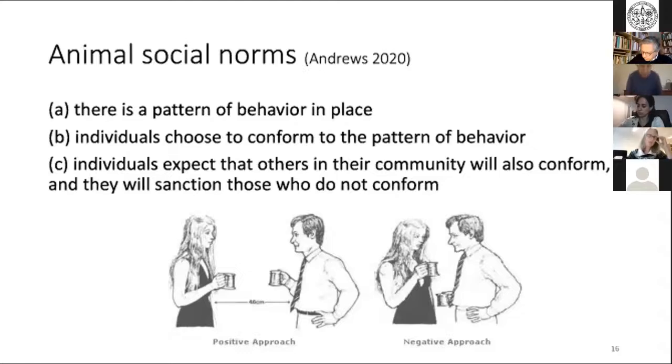And so this animal social norms account that I proposed a couple years ago was supposed to give a bit of a middle ground account of what a norm is, right? Walking Jonathan's tightrope between the whirlpool and the rock. So here I say there's a pattern of behavior in place, and individuals choose to conform to that pattern of behavior, and that individuals expect that others in their community will also conform, and they'll sanction those who don't conform.